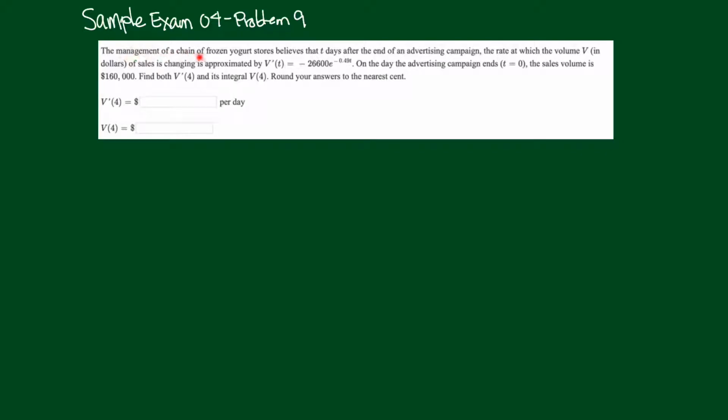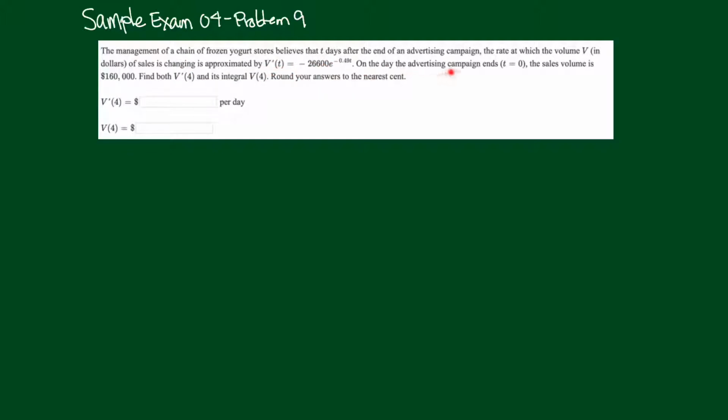The management of a chain of frozen yogurt stores believes that T days, so T is the number of days after the end of an advertising campaign, the rate at which the volume in dollars of sales is changing. Okay, it's changing. So this is a derivative. Sure enough, there's a derivative. The derivative is this function right here.